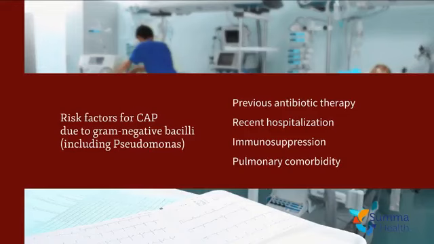Risk factors for CAP due to gram-negative bacilli, including Pseudomonas, include previous antibiotic therapy, recent hospitalization, immunosuppression, and pulmonary comorbidity, such as bronchiectasis or repeated exacerbations of chronic obstructive pulmonary disease that require steroid and/or antibiotic use. I recommend empiric antibiotic therapy directed against Pseudomonas aeruginosa in patients with gram-negative bacilli on gram stain, since such a recommendation will likely cover other gram-negative bacilli, such as Klebsiella pneumoniae.